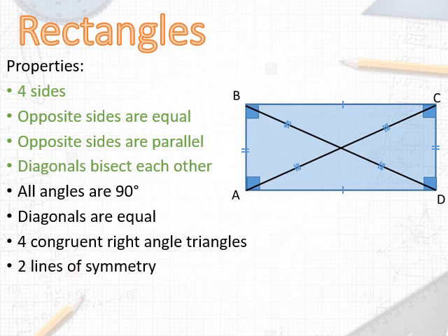You have 2 lines of symmetry. So that is going through the bisectors of, the midpoints of each of the opposite sides. So if you connect the midpoints of the opposite sides, you would get lines of symmetry.